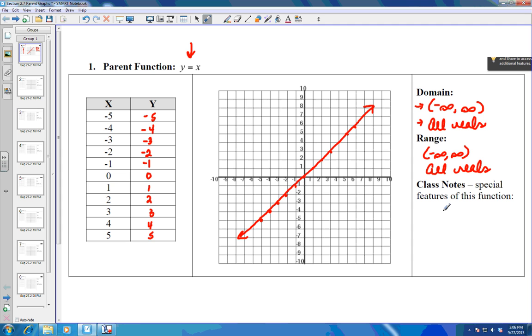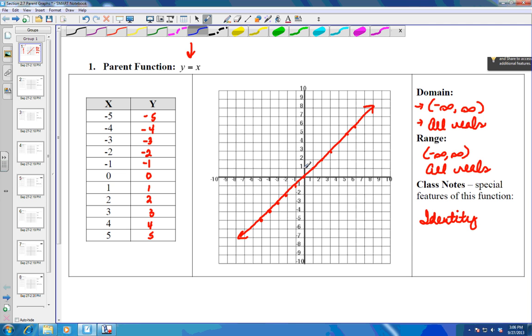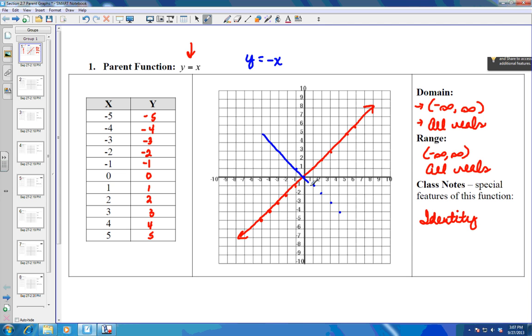Then special features of this function. Sometimes this function is known as the identity function. So anytime I say the identity function, this is what I'm talking about, the line y equals x. Now it doesn't ask you to graph it, but if I wanted to graph the line y equals -x, it's the same line, but it's going the opposite direction with a negative slope. So -x would look like that. So y equals x is a linear equation that you need to be familiar with.